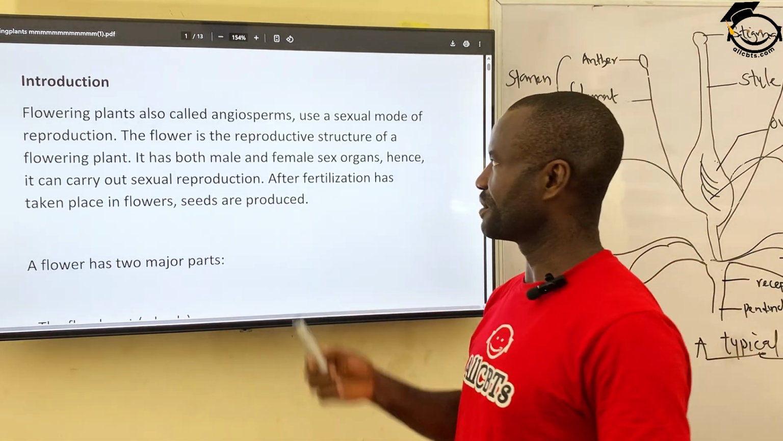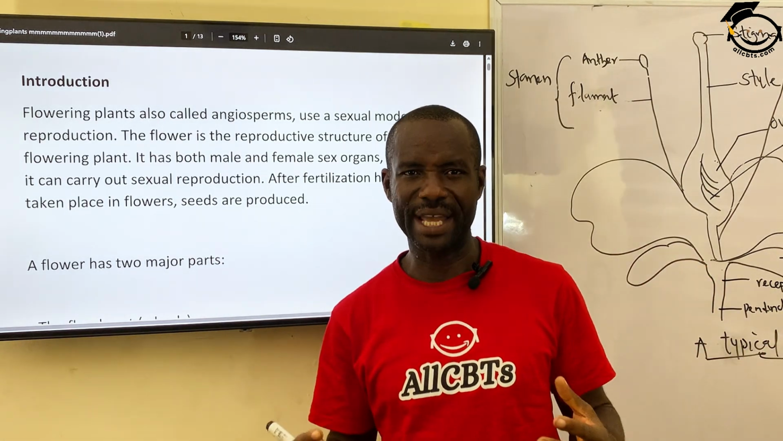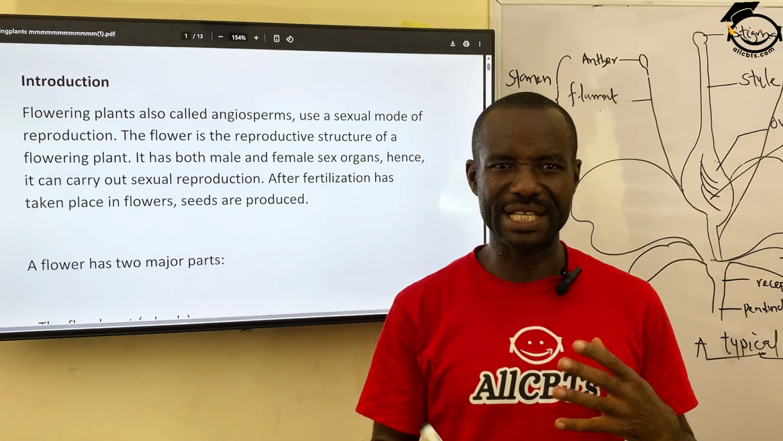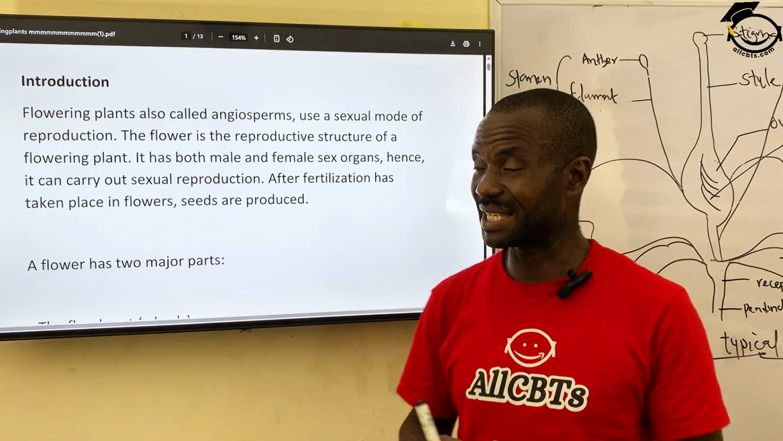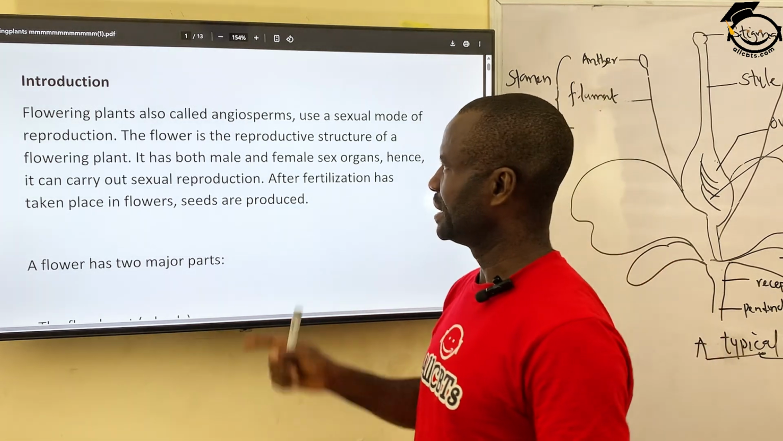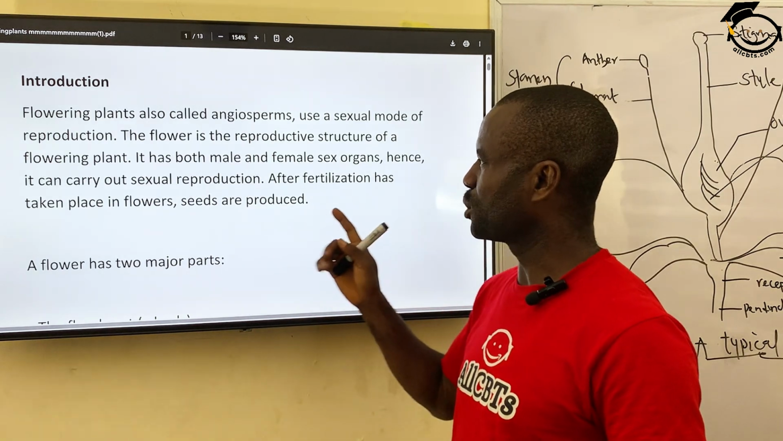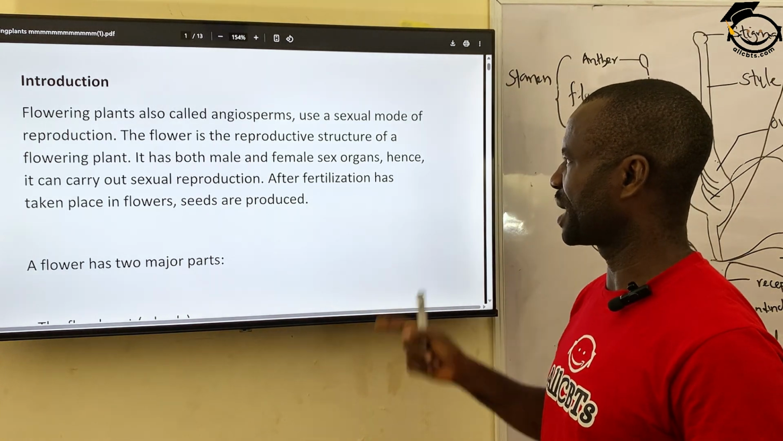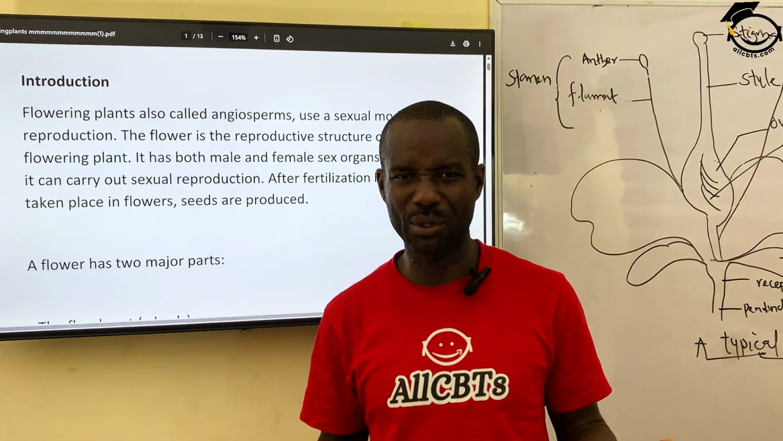The flower is a reproductive structure of a flowering plant. That organ where reproduction takes place, that part of a plant where reproduction takes place, is actually the flower. It has both male and female sex organs. Hence, it can carry out sexual reproduction.